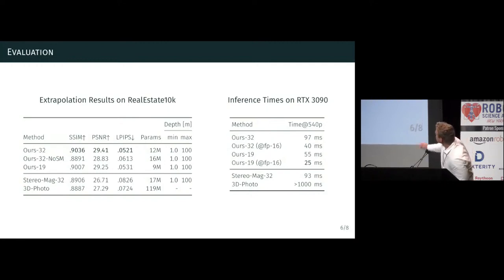On the right, on an image size of 540p, our fastest variant achieves up to 40 frames per second, which allows us to render in real time.